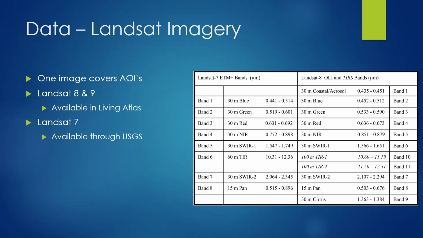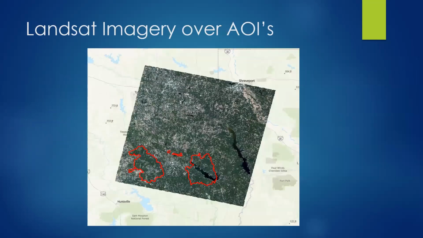Now, there are very slight differences between the bands of Landsat 7 and Landsat 8. And Landsat 8 comes with coastal and cirrus bands, but they won't really be needed. And it's really going to be the red bands, the near infrared, and the shortwave infrared bands for both satellites. And one image covers both of the AOIs, which is great if I'm going to need to actually download all of the images separately. And this will just help so that I don't have to mosaic or splice a whole bunch of imagery together to perform the change detection.